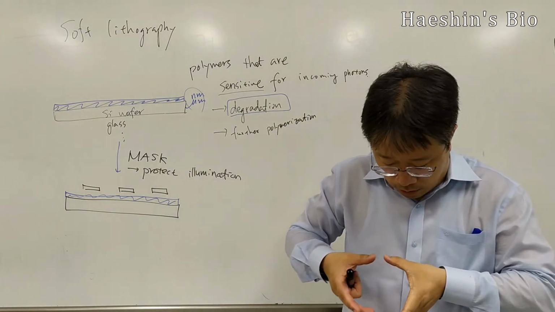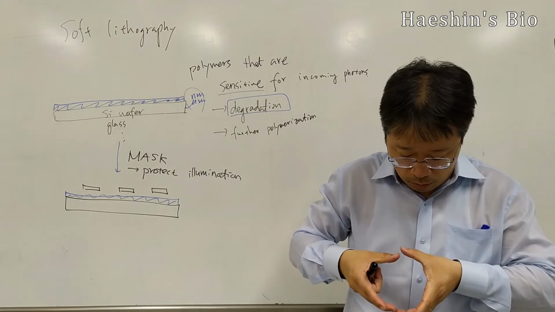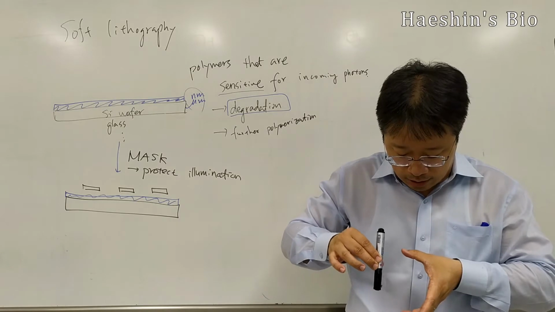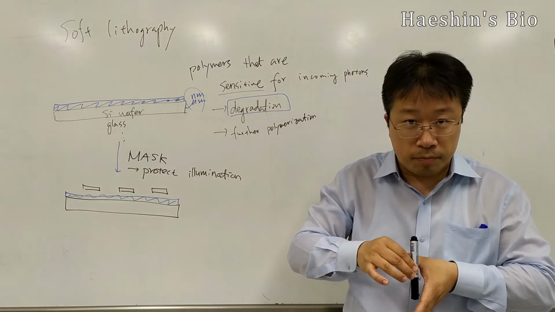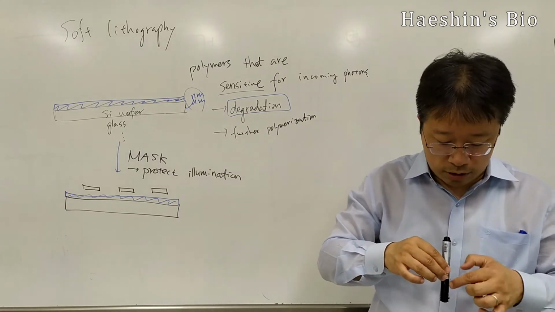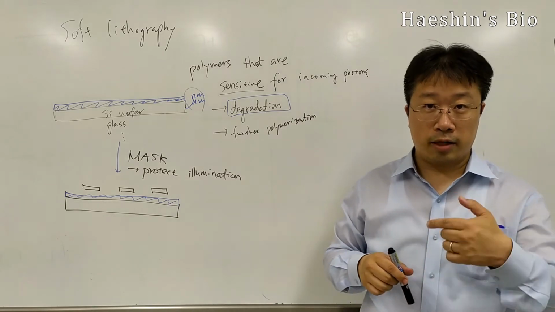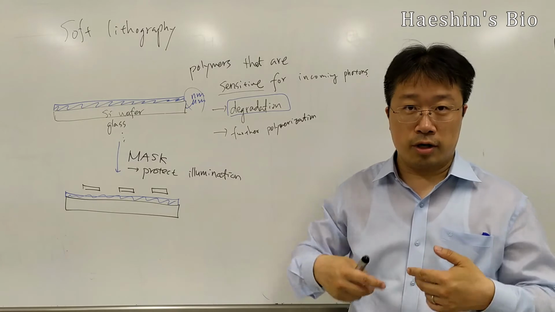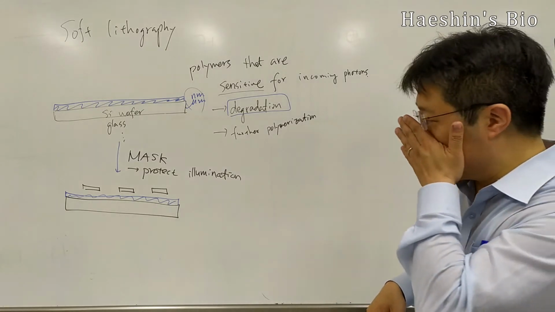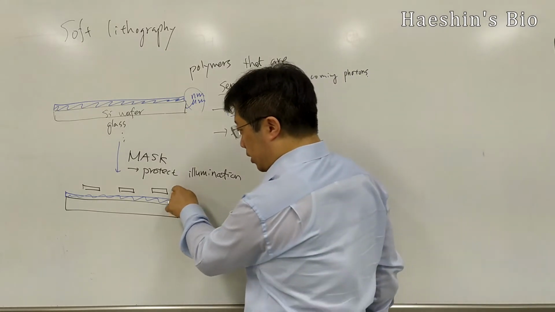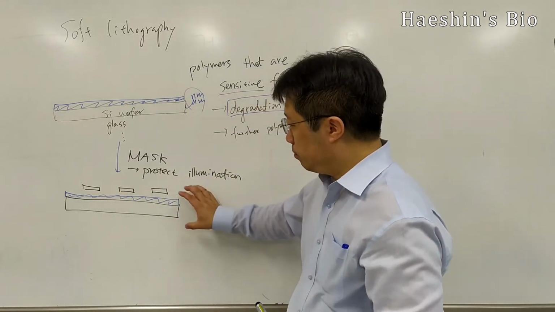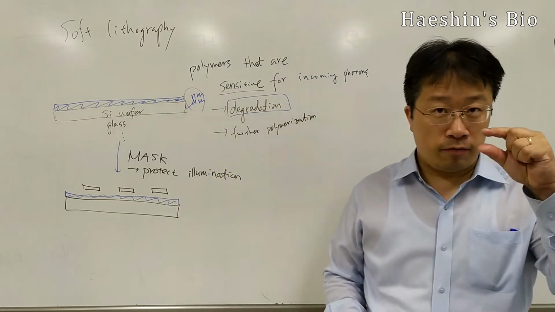So you can imagine the situation. You have some surface and you spin coat polymer. Then you have some mask. That mask has lines, a line here and here and here. So you can mask this. Through this, photons cannot penetrate. In the other areas without the mask, light is coming to the polymer solution. That's why I draw it this way.